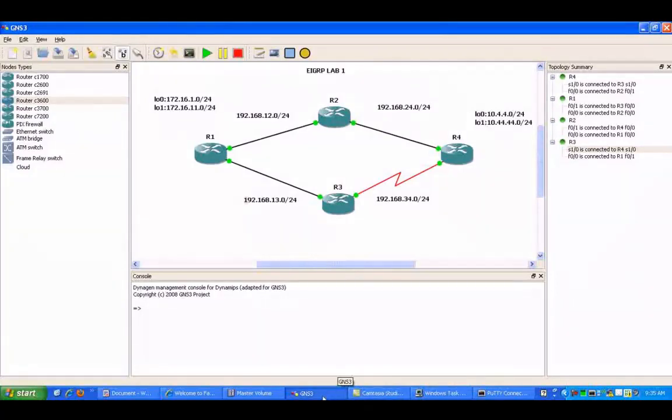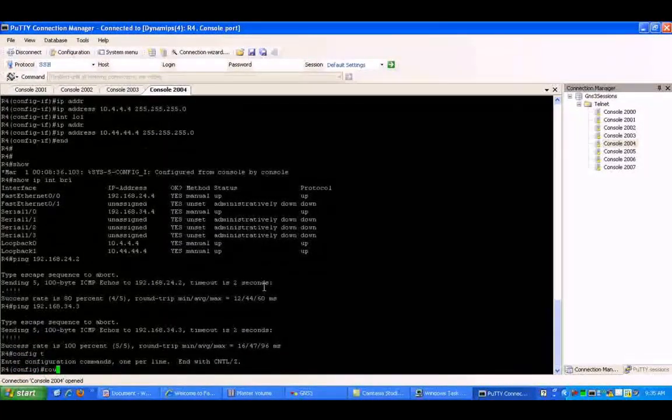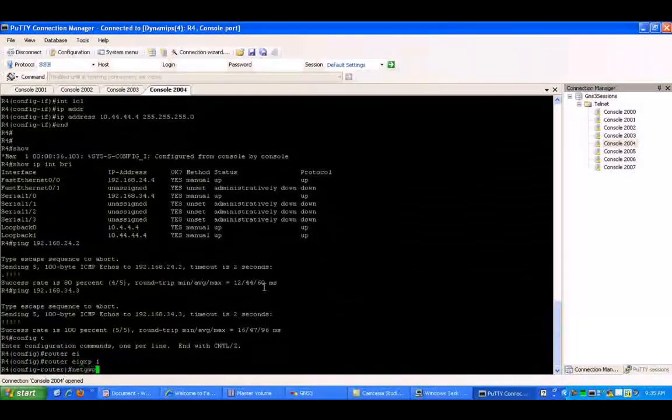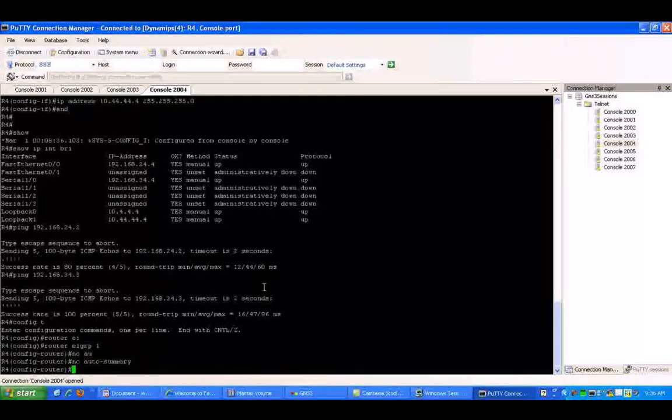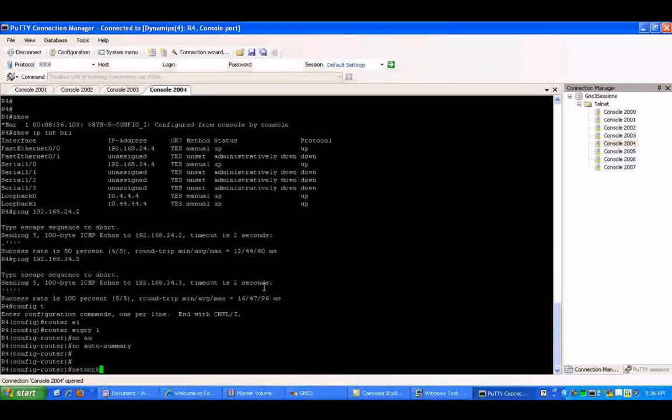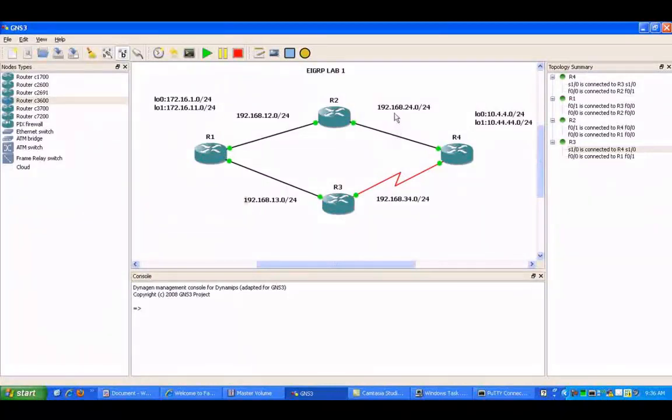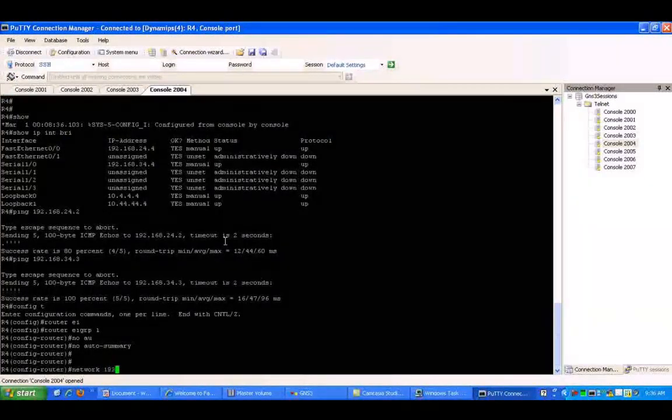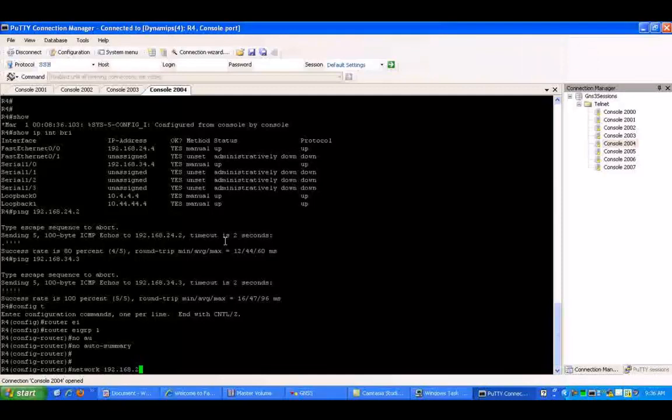As we can see on router 4, we have two loopbacks, loopback 0 and 1. We'll go to router 4 and do a router EIGRP 1. Our first command will be no auto summary, and then we're going to add our network statements, and we're going to add them by the /24s of which they are part. We'll do this with 192.168.34.4.